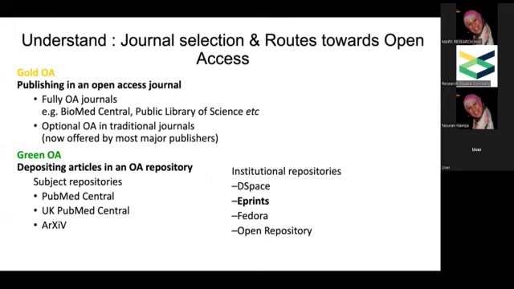Here's a summary of it. Journal selection and routes towards open access. Gold is the simplest. You just submit a paper to a journal that has a fully open access series. Public Library of Science, PLOS, Frontiers, Nature Communications, Scientific Reports. That's the fully open access, the gold open access journals, but you're going to have to pay for that. You're going to have to pay an article processing charge, or submit to a traditional journal and deposit your article at the same time in an open access repository in a draft form.